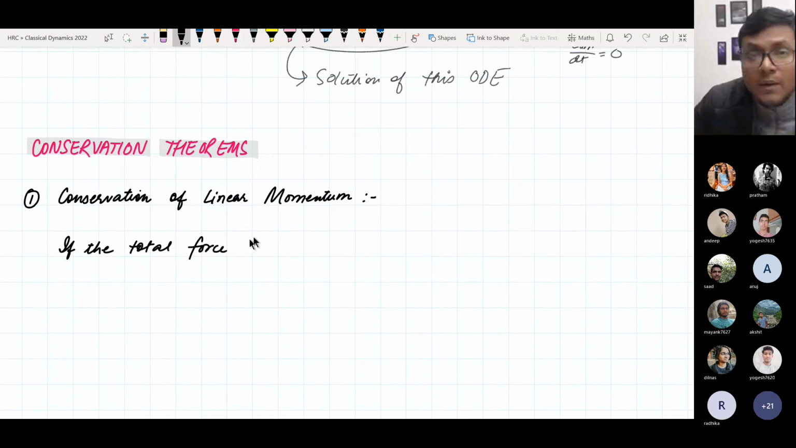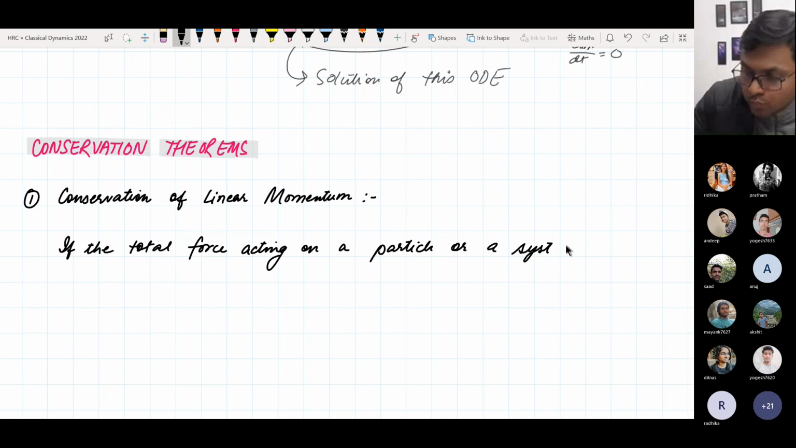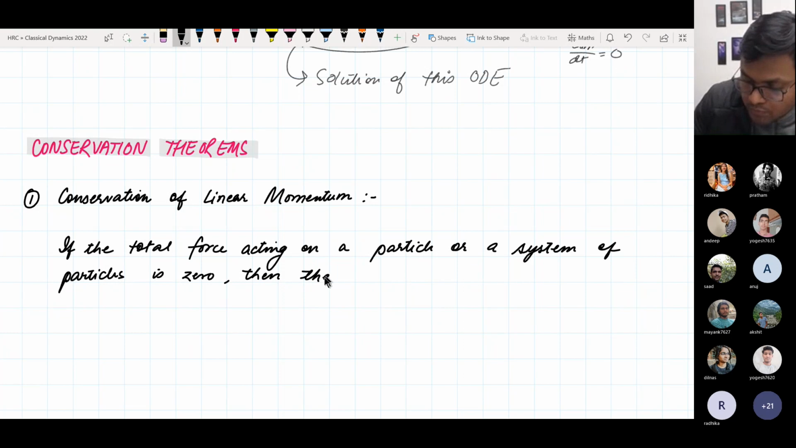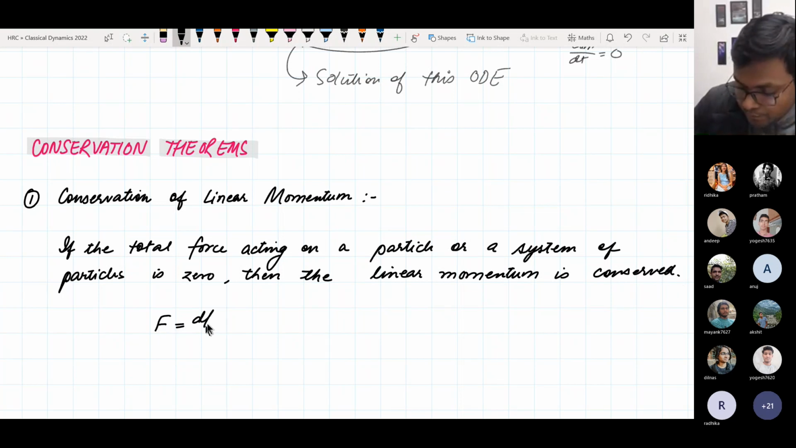If the total force acting on a particle or a system of particles is zero, then the linear momentum is conserved. Okay, we can simply prove it from our Newton's second law.